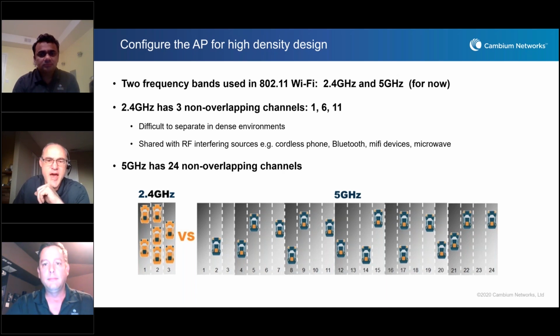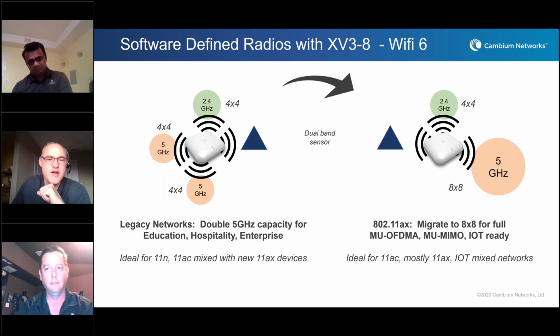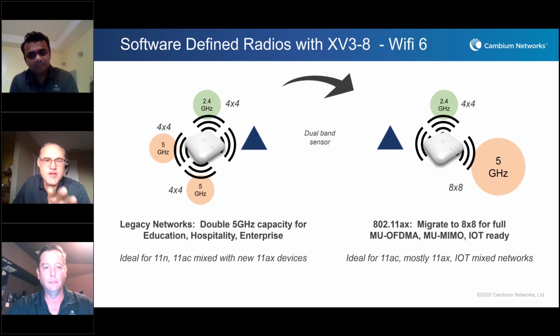So what tools do we have? We've talked a little bit about the applications. We talked about some of the RF. So when it comes to configuration, one of the things Cambium does with our new Wi-Fi 6 product, the XV3, is we have a software-defined radio. This gives you some flexibility. You can now take the 5 gig radio and use it as a single 5 gig 8x8, no problem. That's 8 transmit, 8 receive antenna chains in the 5 gigahertz band. Or you can split it up into two 4x4 radios.